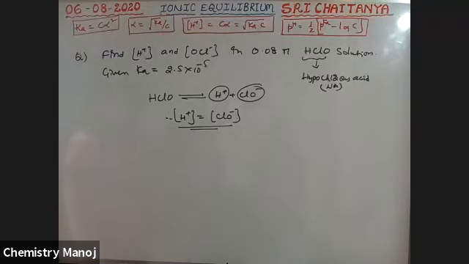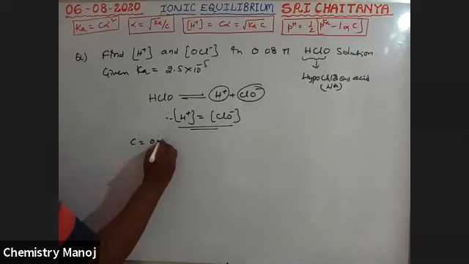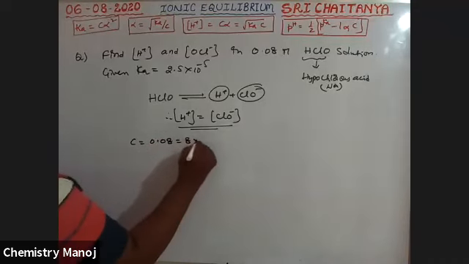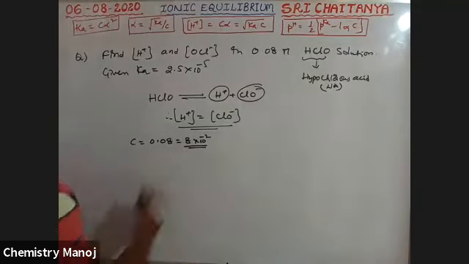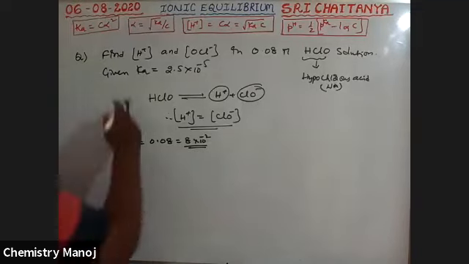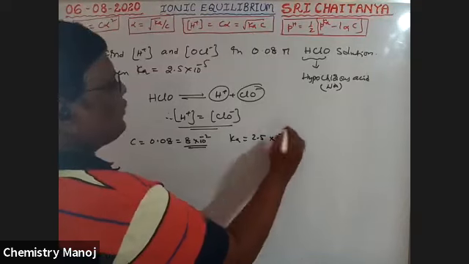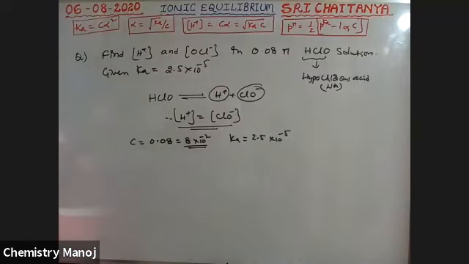Find out H plus concentration. So calculate the H plus concentration, boys. Given C is equal to 0.08, that is 8 into 10 power minus 2. Because it is a monobasic acid, molarity is equal to normality, no doubt. C is equal to this much. Next, Ka value is given to you. Ka is equal to 2.5 into 10 power minus 5.